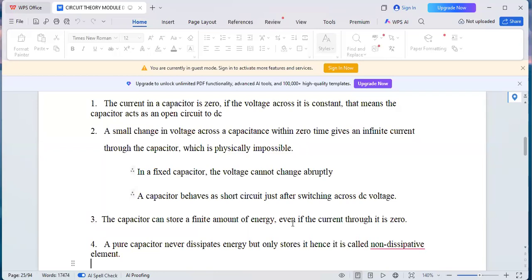Meanwhile, the inductor behaves as an open circuit. Okay, here it operates as a short circuit rather. The capacitor can store an infinite amount of energy even if the current through it is zero. You see that? A pure capacitor never dissipates energy but only stores it, hence it is called a non-dissipative element.